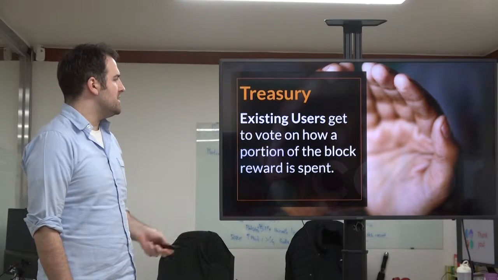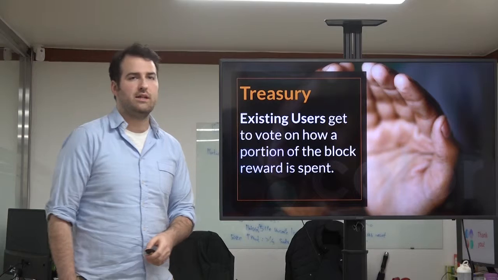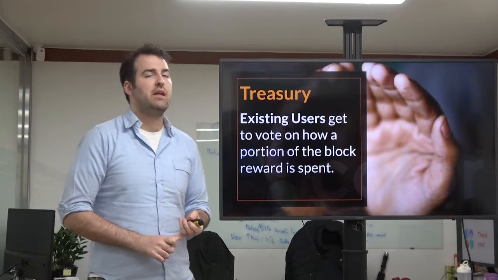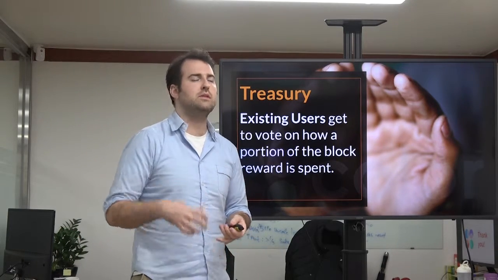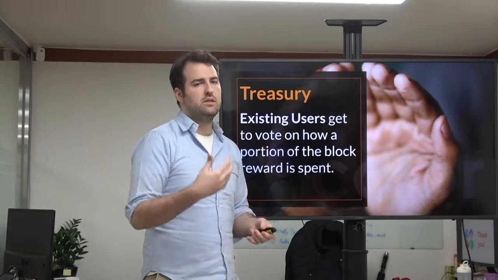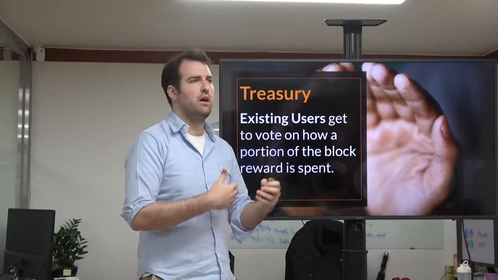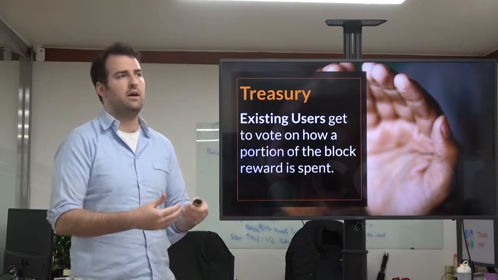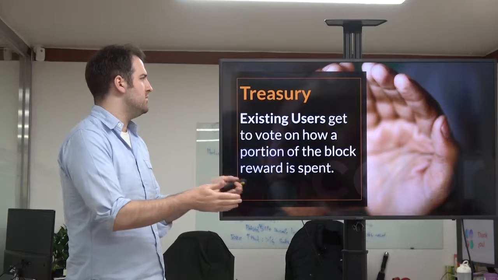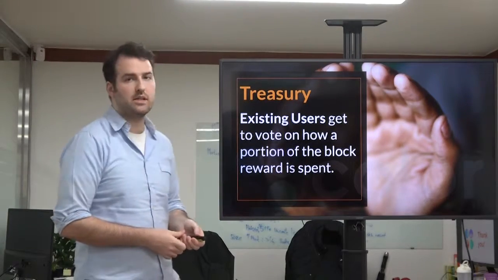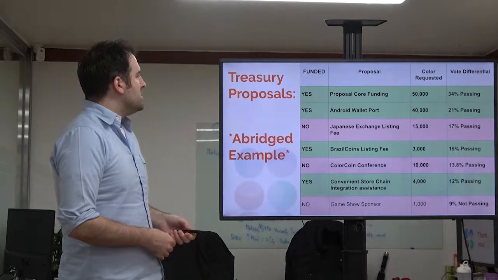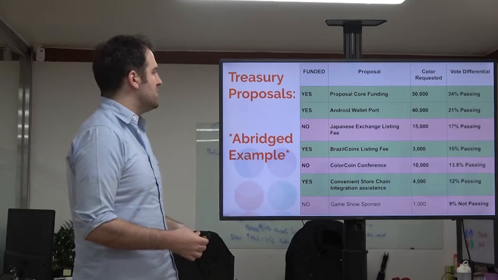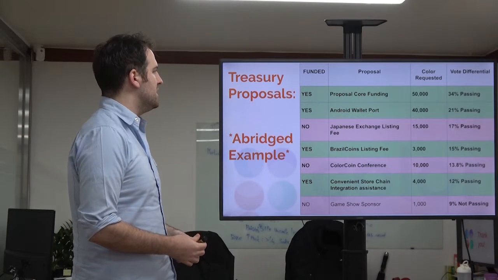Existing users get to vote on how a portion of the block reward is spent, so 20% of the block reward will be dictated by the community. They will get a certain amount of votes to use every 4 weeks or so on proposals that members of the community can put forward, to move those funds around and use them for useful projects, things like that. This is an example of what treasury proposals would look like. If you've seen Masternode coins before or anything like this, this is very similar.